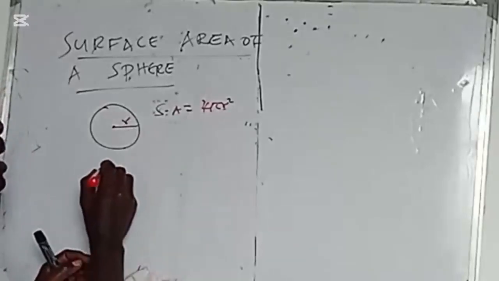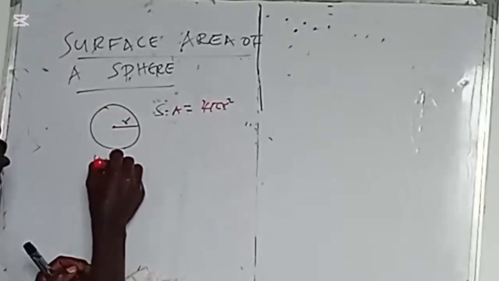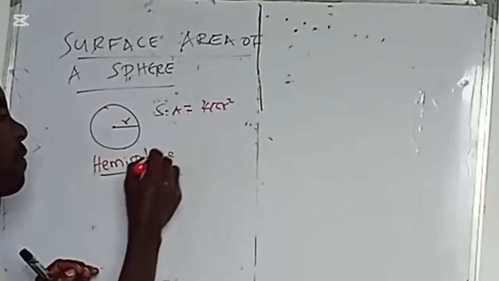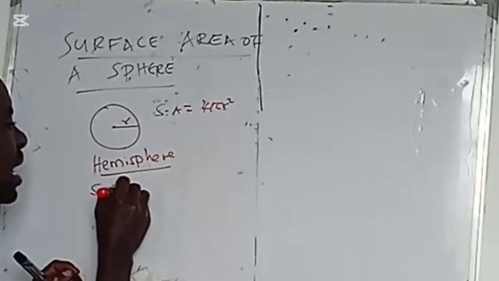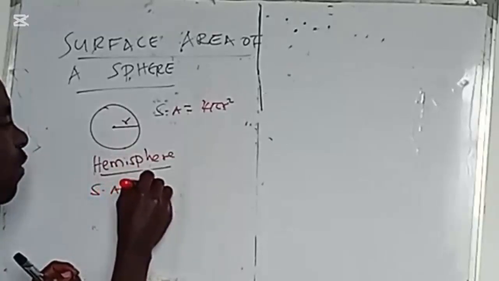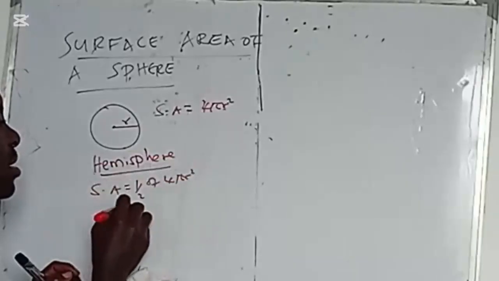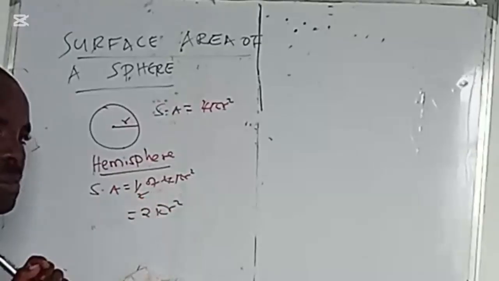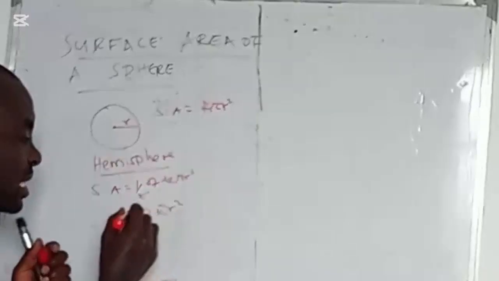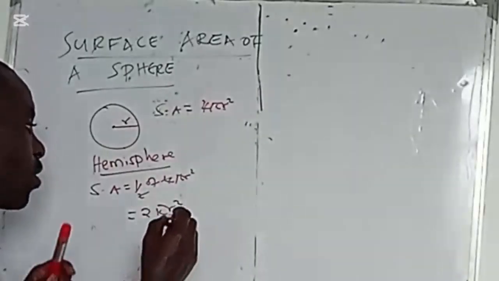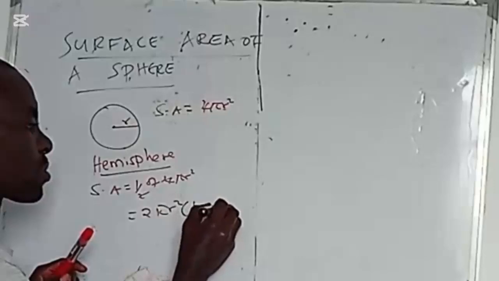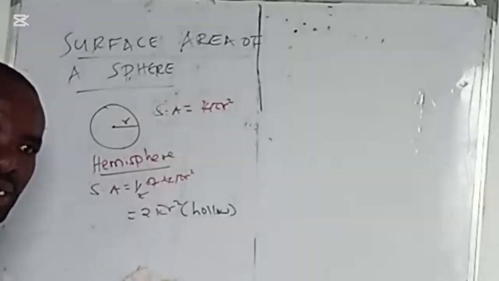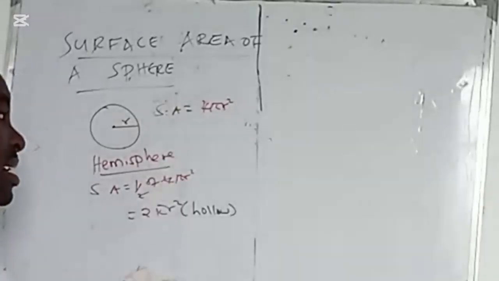Then from here we can get what we call a hemisphere. A hemisphere is a half of a sphere. So the surface area of a hemisphere is a half of 4 pi r squared, so you end up having 2 pi r squared. This one is for the one that is hollow, like a tennis ball. A tennis ball, once you cut it, whatever you find inside is hollow. The football, if you cut it, it's hollow.